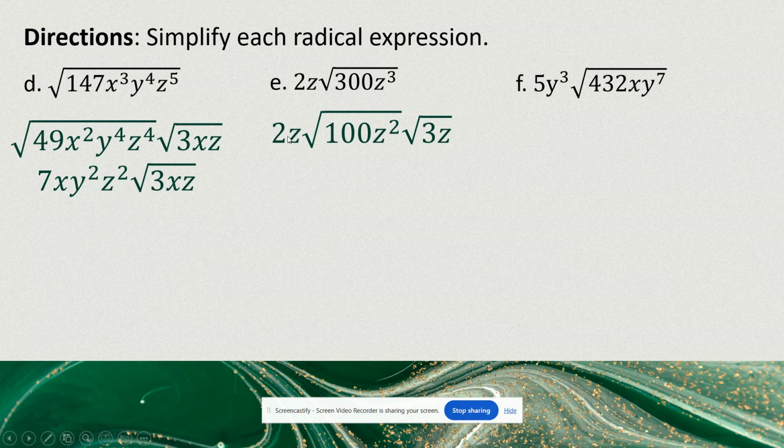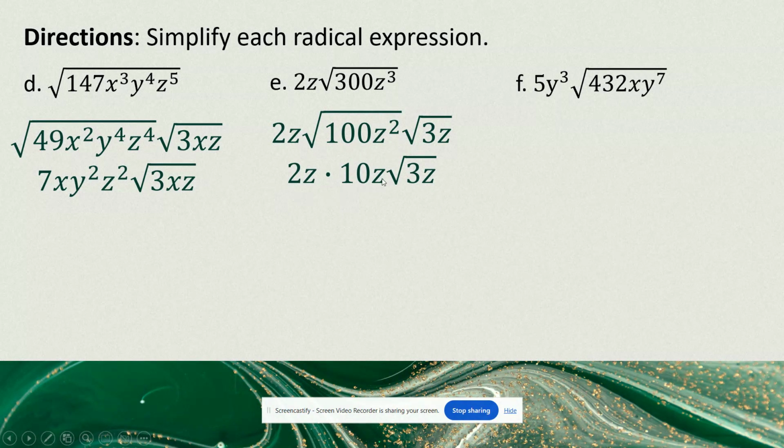Okay? So I'm going to have 2z times 10z, because the square root of 100 is 10, and the square root of z squared is z, right? It's even, so we can cut it in half. Half of 2 is 1. And this one we don't do anything with. We can't simplify that at all. Okay?